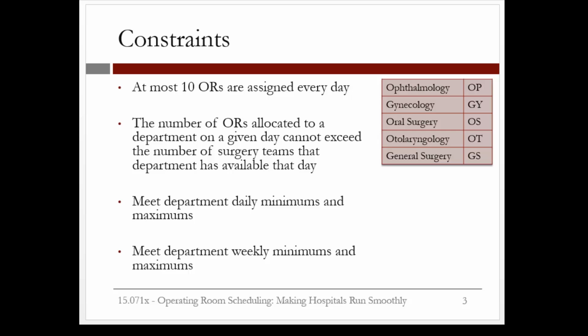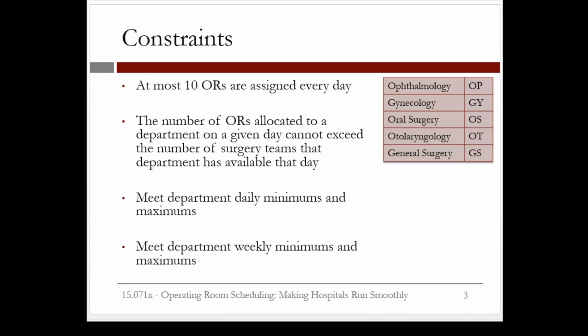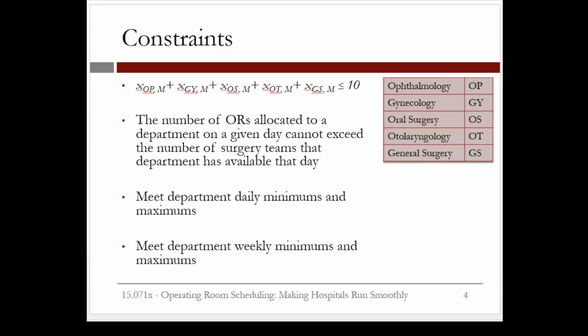Let's turn these constraints into math. So the first constraint is that at most 10 operating rooms can be assigned on any given day. Let's consider Monday, for example. That means that X for ophthalmology on Monday, plus X for gynecology on Monday, plus X for oral surgery on Monday, plus X for otolaryngology on Monday, plus X for general surgery on Monday, must add up to something less than or equal to 10. We would have a similar constraint for Tuesday, Wednesday, Thursday, and Friday.